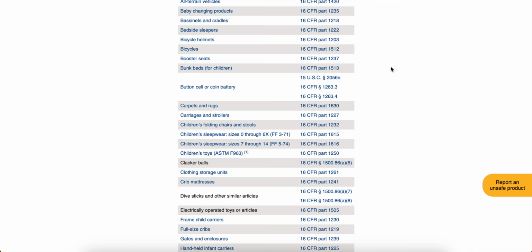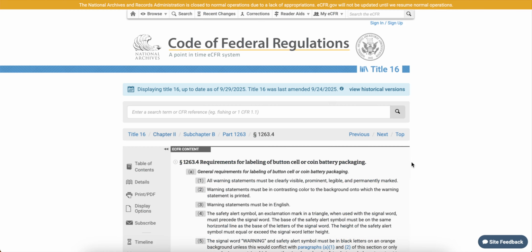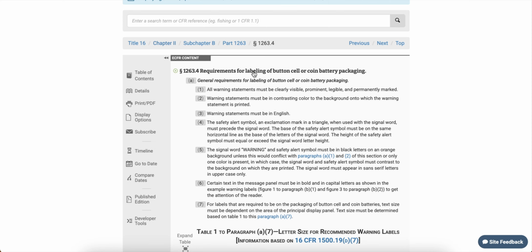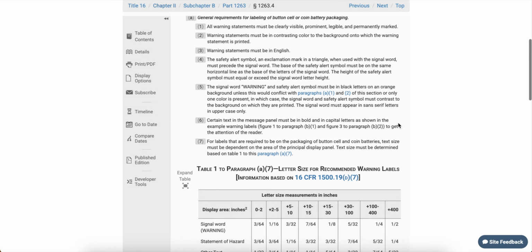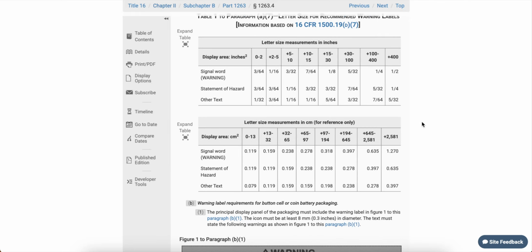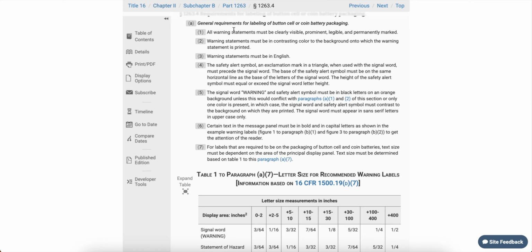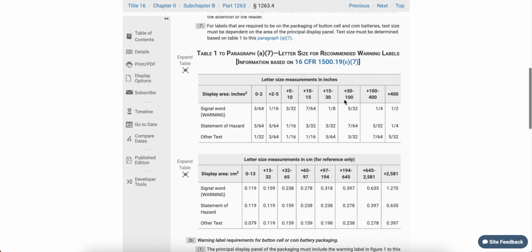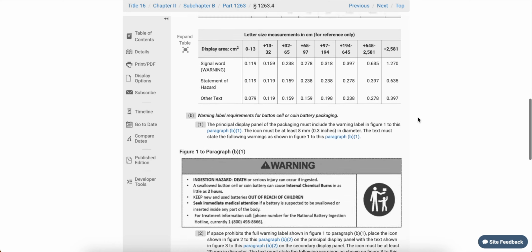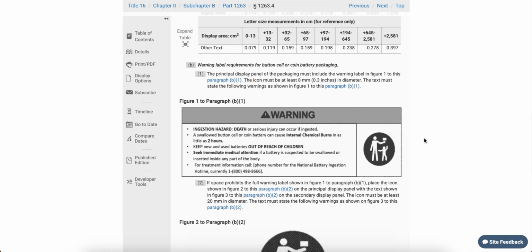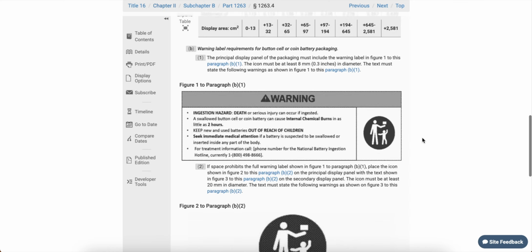Now, let's have a look at a different category, and that would be button cell and coin batteries under part 1263.4. And in this case, you will find labeling requirements. It's providing us right here within the ECFR with detailed information about the information that must be present, where it must be placed, the letter size. So you can see it's quite specific, and even a sample of the full warning label that must actually be present. And this is a warning label for products containing button cell batteries.